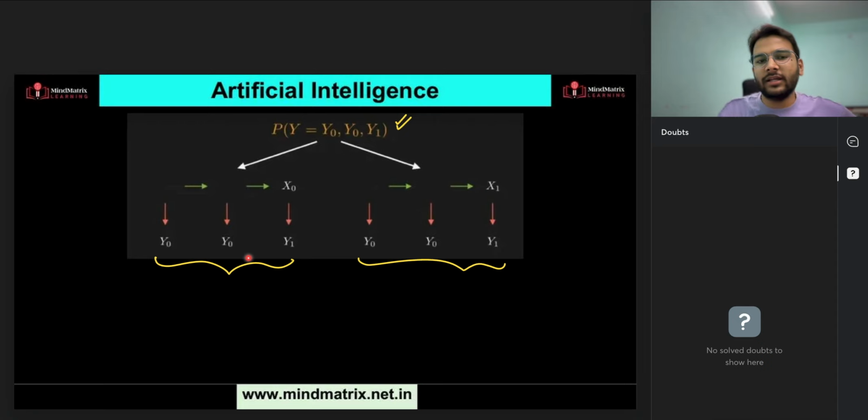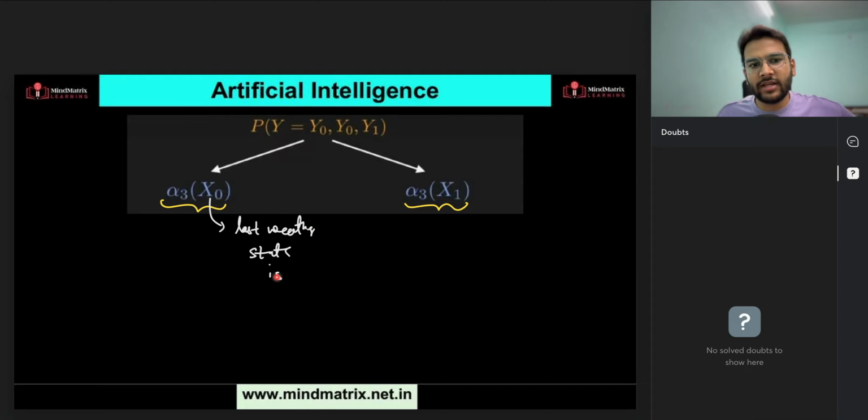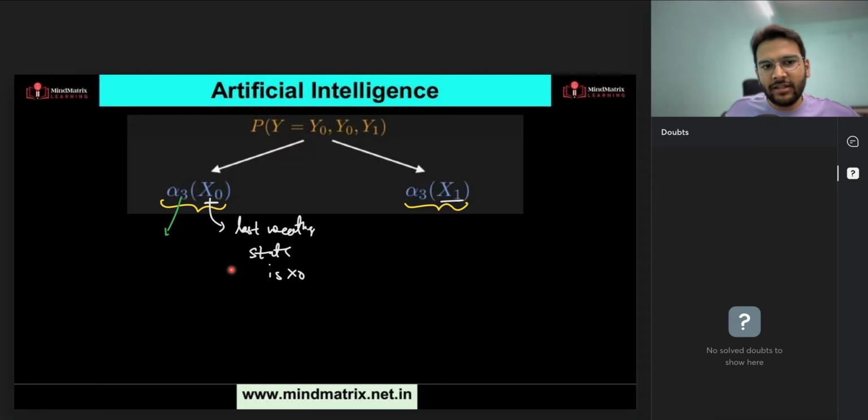So can I write like this, that it is nothing but alpha 3 of x0 and alpha 3 of x1? What does that mean? That means the last state. The last weather state is x0. This x0 is representing that. And here x1 is representing that on the last day, the weather state is x1. That means sunny. What about this 3? 3 means the length of the sequence. So 1, 2, and 3. Right? So alpha 3 of x0, and here it is alpha 3 of x1.